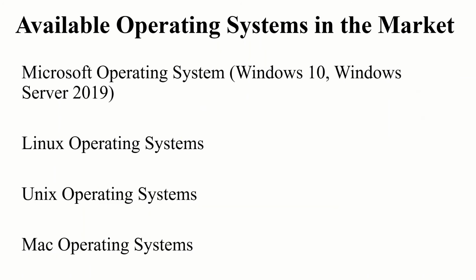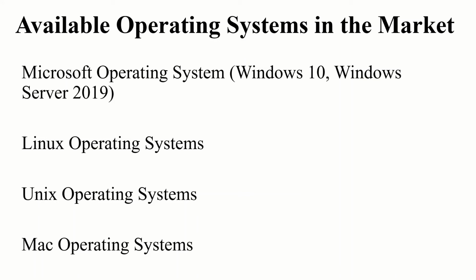Another slide is the available operating systems in the market. When our computer is ready, assembled, then we need to install an operating system on it. Nowadays there are lots of operating systems available in the market, but the most commonly used ones are four.